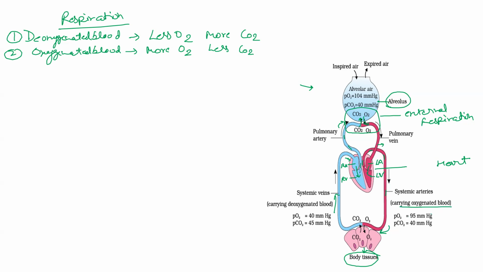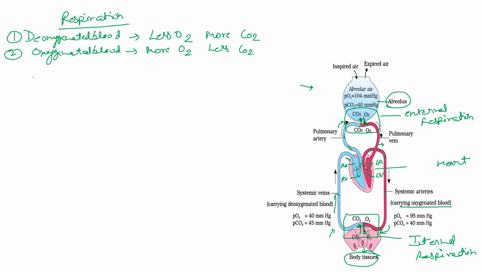When oxygenated blood comes to the body tissue, oxygen diffuses into body tissue and CO2 diffuses out into the blood vessel. Again, gaseous exchange takes place. This is called internal respiration. After internal respiration, blood becomes deoxygenated. Again, it goes back to the heart, then to the lungs, becomes oxygenated, goes back to the heart and is pumped to the body tissue.